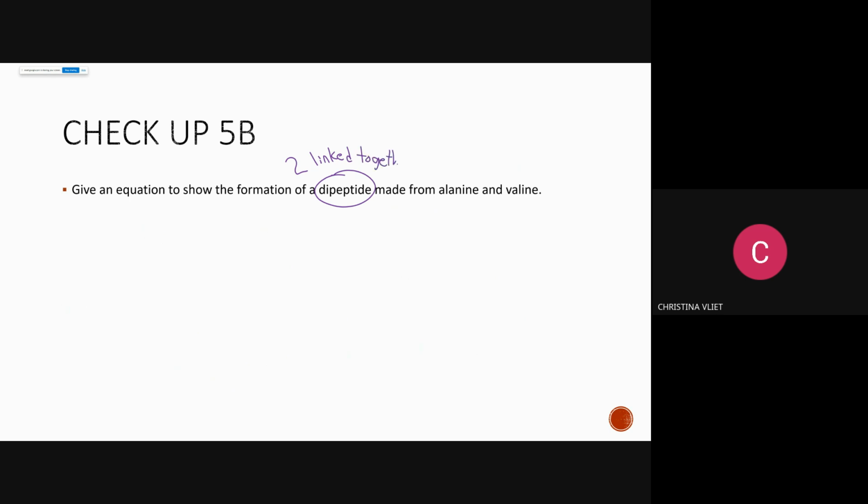So unlike condensation polymerization, you will not have dangling bonds. You will not have a little n on the outside. Why not? Because you're only putting 2 together. So dipeptide means you have a total of 2 amino acids. So you're going to link them together in the middle, but you don't have dangling bonds. So let's see, how do we link these two together?